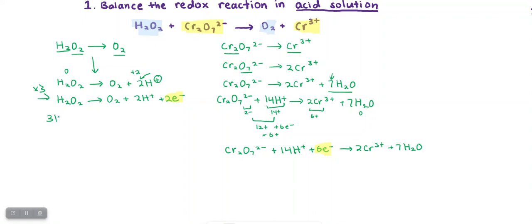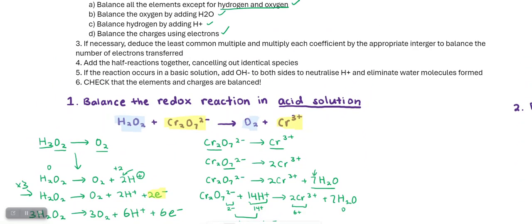So all we're doing is adding a coefficient of 3 at the front. So this is going to be 6H plus 6 electrons. So question 3 is done.